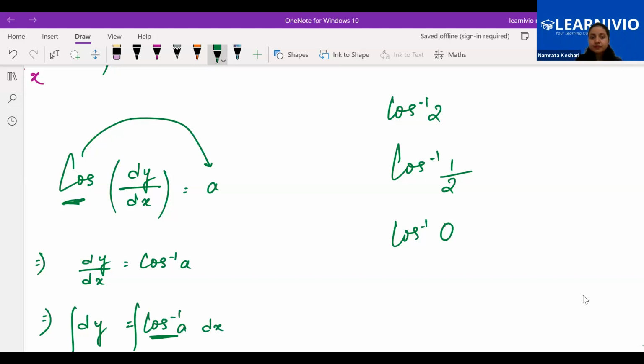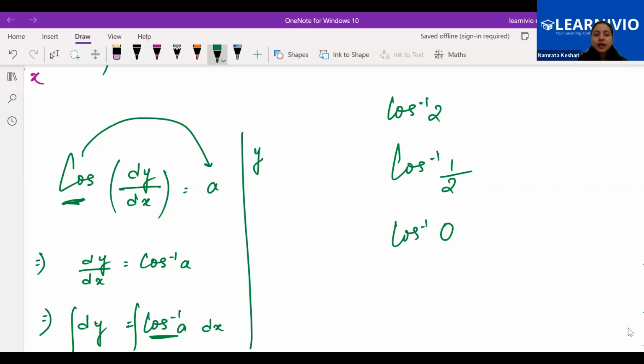Okay. So it will be cos inverse what? A into no, okay, A by root 1 minus x. No. 1 minus y square.